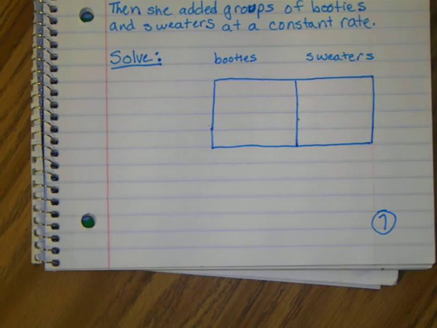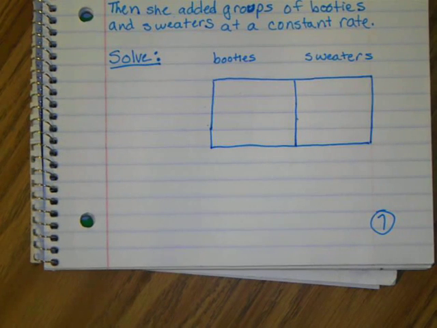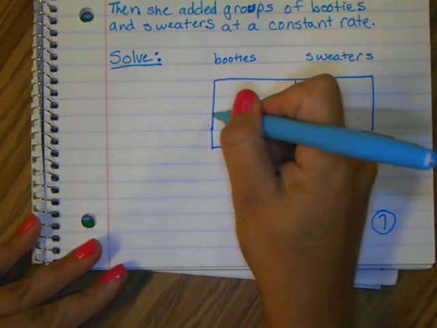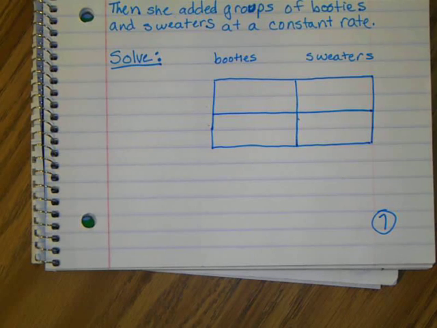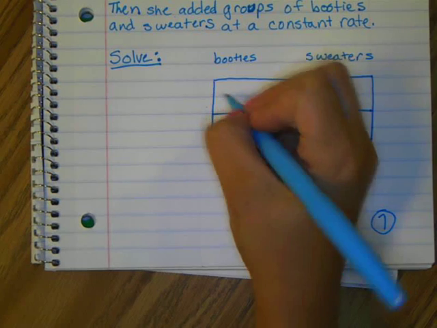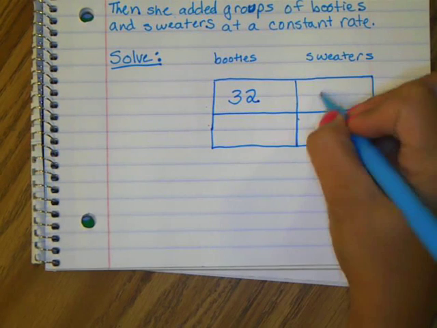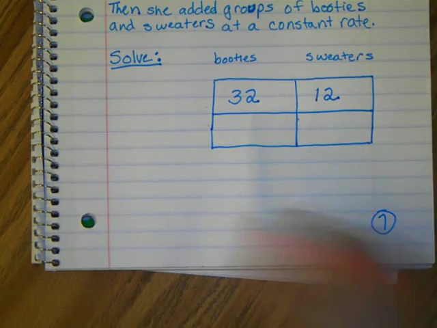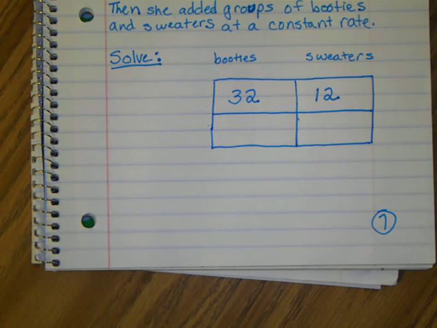I'm going to leave a little space here because it's a factor puzzle. And I'm going to have numbers up there, right? Oh, this is kind of a giant one. You don't have to make yours this big. What do we know about booties and sweaters? Elizabeth. That she buys 32 booties for every 12 sweaters. Okay. So we know 32 booties for 12 sweaters.